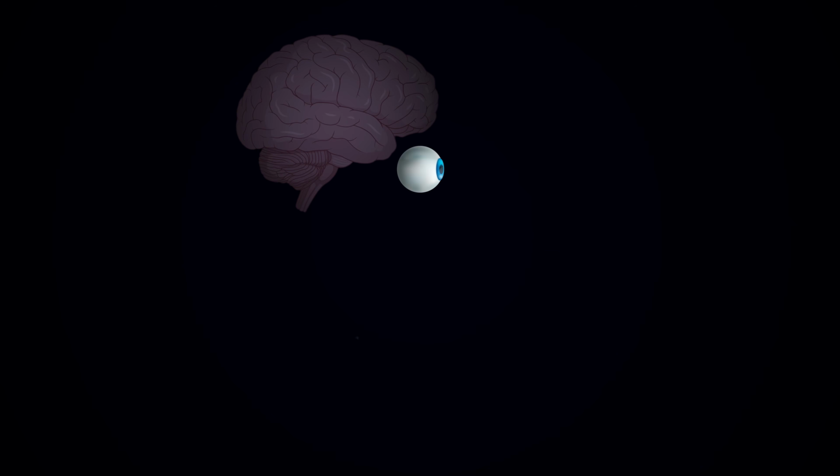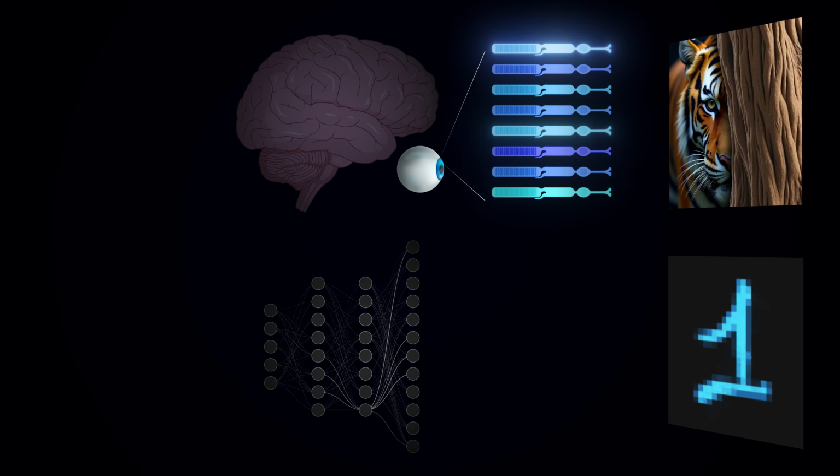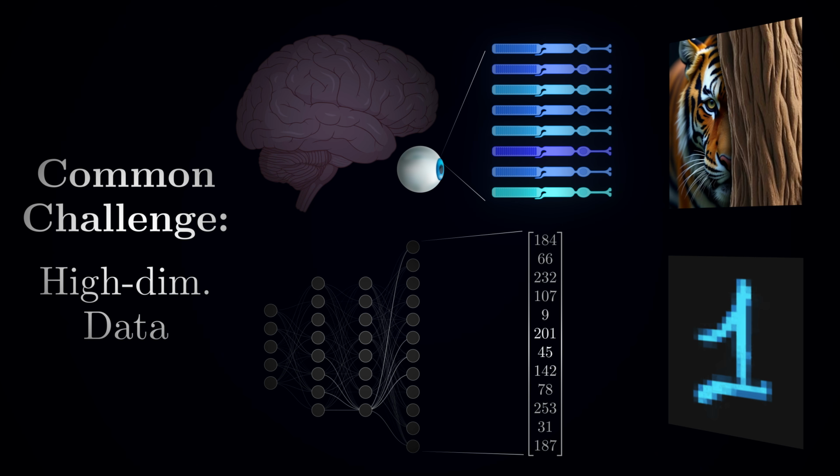Both brains and artificial neural networks are bombarded with complex inputs. For the brain, this might be activation patterns of retinal neurons. For AI systems, it might be pixel values in an image. What makes this challenging is that this data is high-dimensional. Each observation contains many interrelated variables.